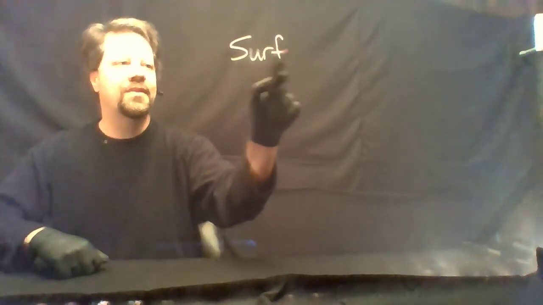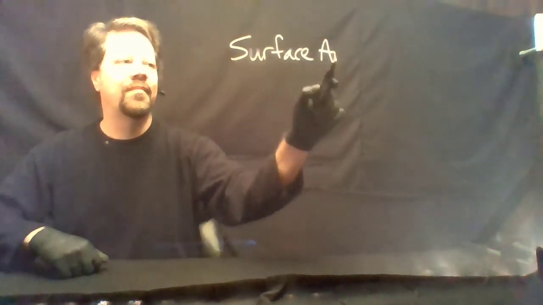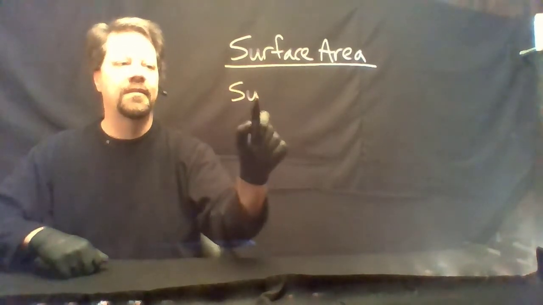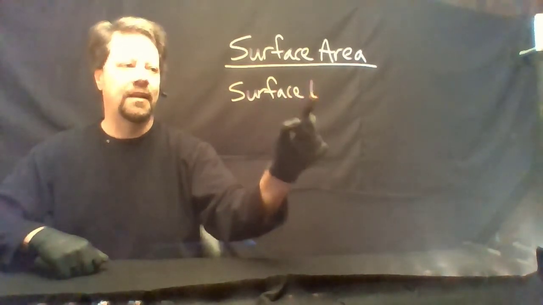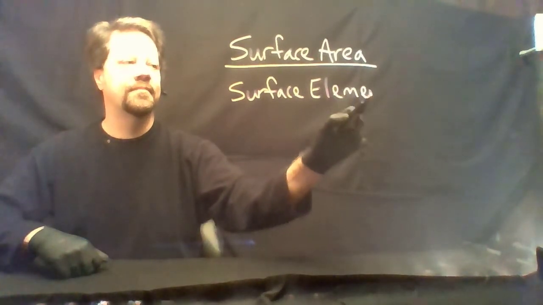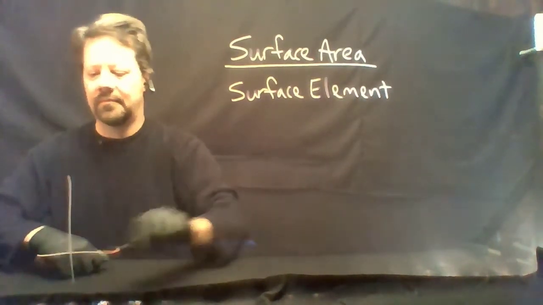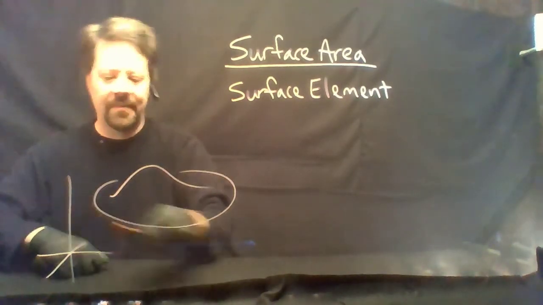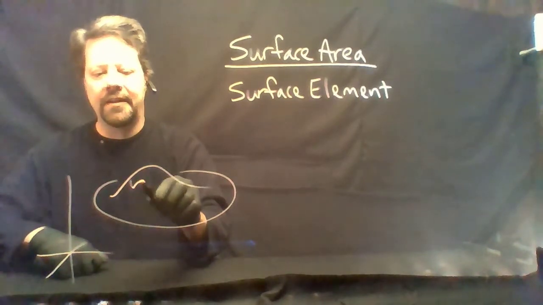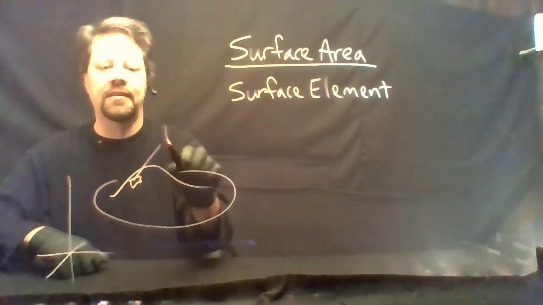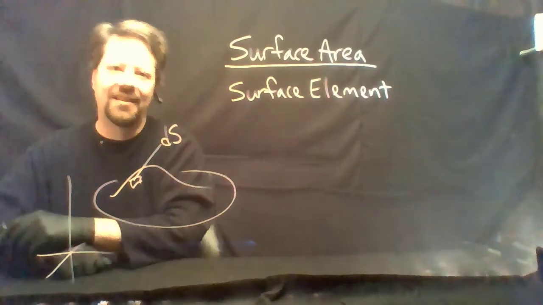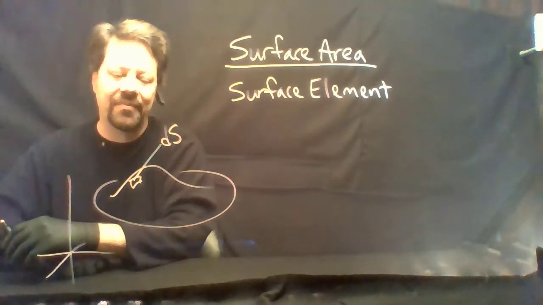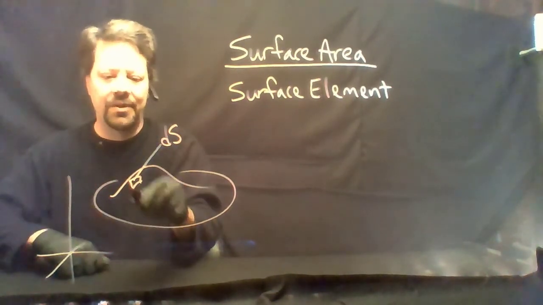To find surface area requires that we first find a surface element. Suppose we have some surface like this, and we would like to find a little area of a patch on the surface, a little element of surface area. We'll take integrals of surface elements in order to find surface areas. These surface elements will depend upon two directions.